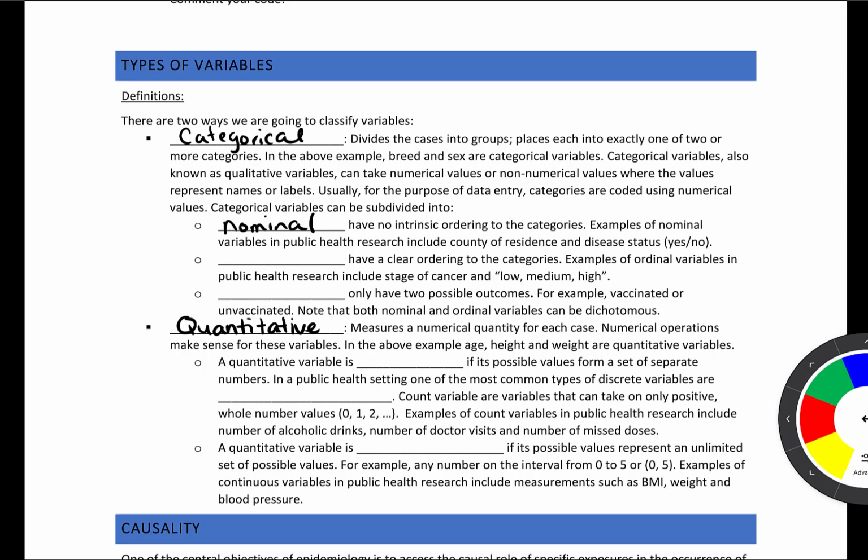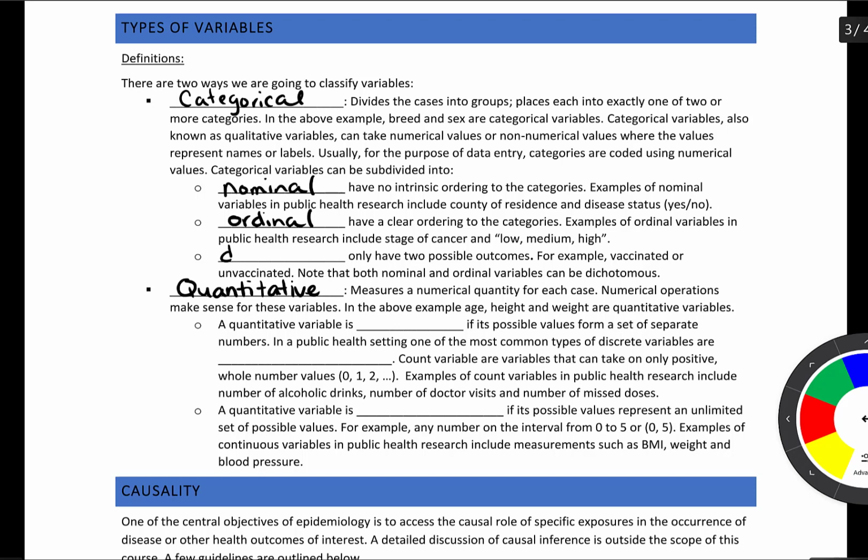An example here could be gender, or county of residence, or disease status, yes, no. There's no real ordering here. It's just that you fall into one or the other categories. Ordinal, on the other hand, are categories that have a clear ordering. For example, it could be stages of cancer, or low, medium, high. And then finally, the other type is dichotomous.